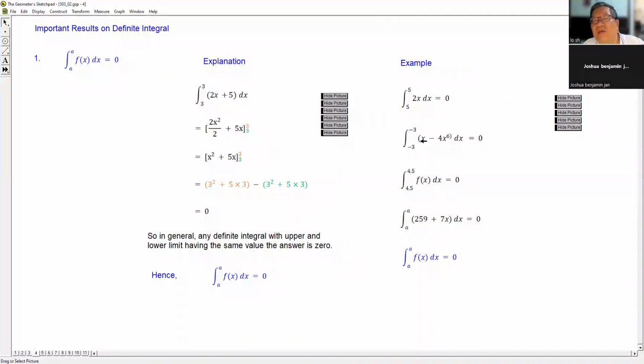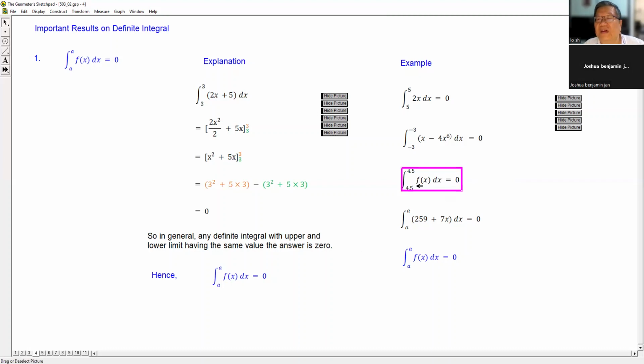Integrate this funny function like this, but you want to integrate from -3 until -3. What is the answer? 0. No need to integrate. So as long as the upper and lower limit is the same, you don't have to work out the integration, just say 0. Now even in this example here, the function f(x), I don't know.